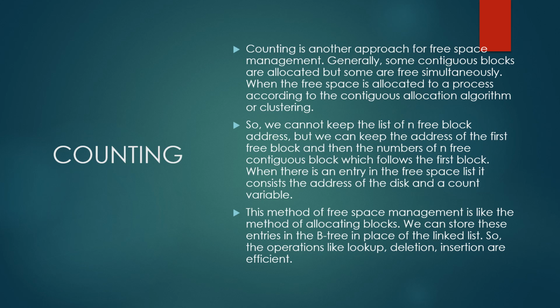When there is an entry in the free space list, it consists of the address of the disk and a count variable. This method of free space management is like the method of allocating blocks. We can store these entries in a B-tree in place of a linked list. So operations like lookup, deletion, and insertion are efficient.